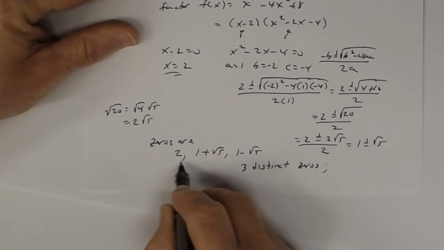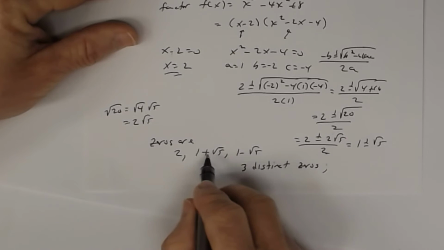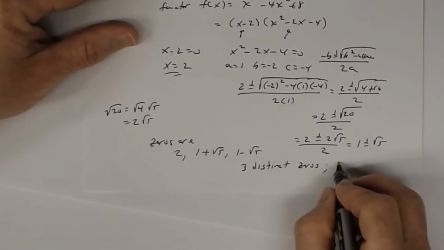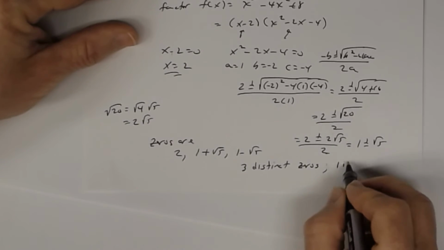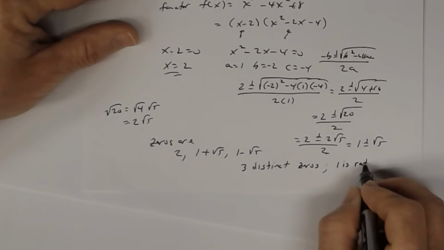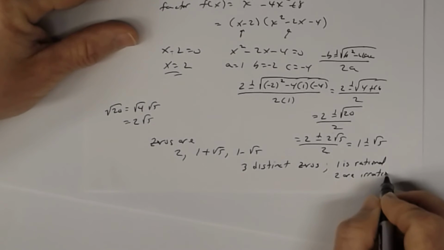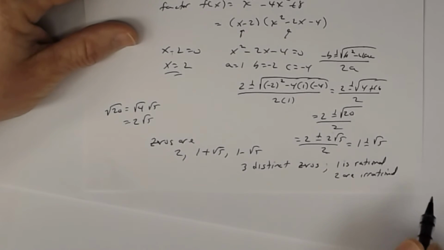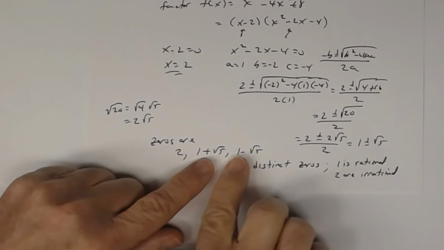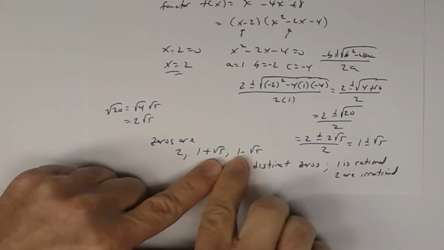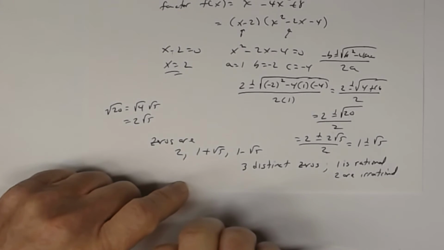Also keep in mind, 1 is rational, and what kind of numbers are these? Irrational. So 1 is rational, 2 are irrational. Okay? Now I want to remind you about something. Remember that 1 plus the square root of 5 and 1 minus the square root of 5, remember those are conjugates? Okay, that's going to be important in a little while. So these are conjugates of each other.